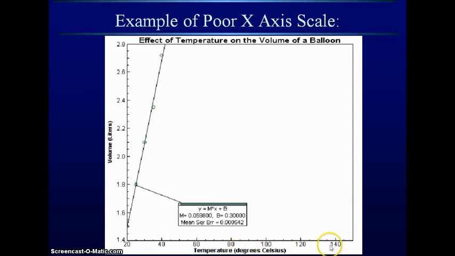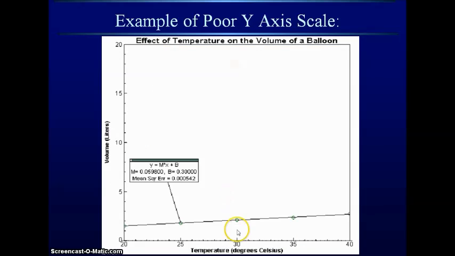We have all the rest of this stuff where we have no data for. So there's a lot of empty space. The line's pretty much almost straight up and down. You do not want your graphs to look like that.